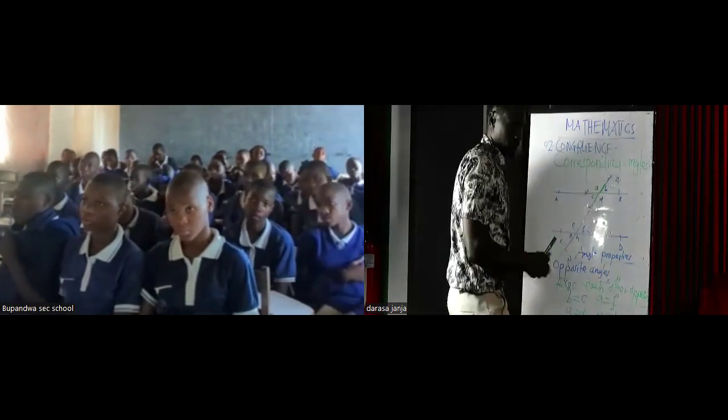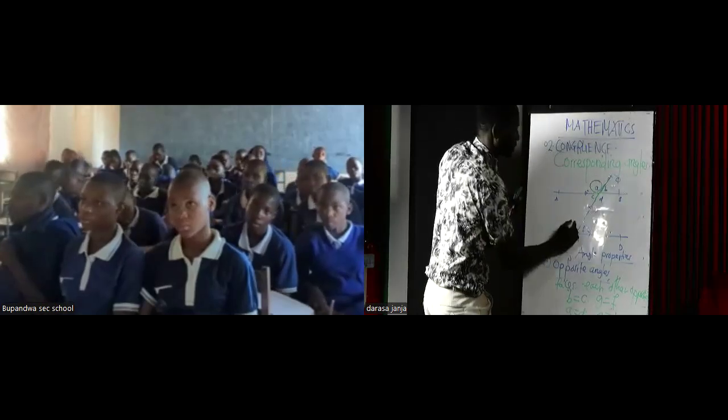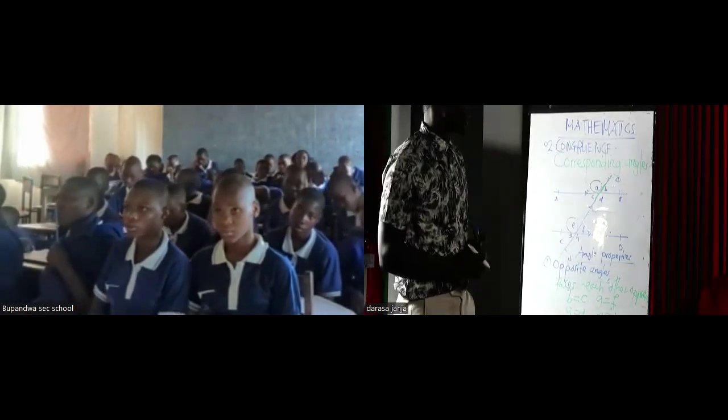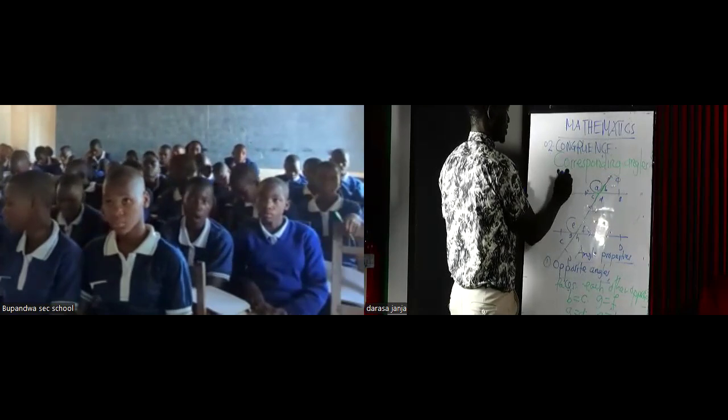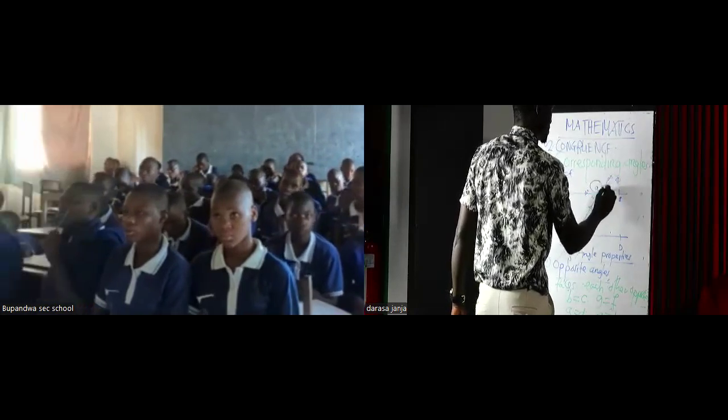For example, if you are looking at this angle A, it is sitting at the same place as angle E. So we are saying that angle A and angle E are corresponding angles. So A equals E. Again, if you are looking at angle B, it corresponds with angle F. Again, if you are looking at angle C, it corresponds with angle G. Angle D corresponds with angle H. So those are corresponding angles.